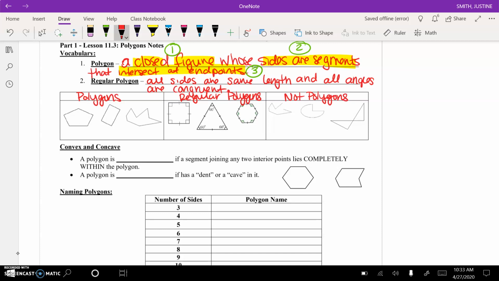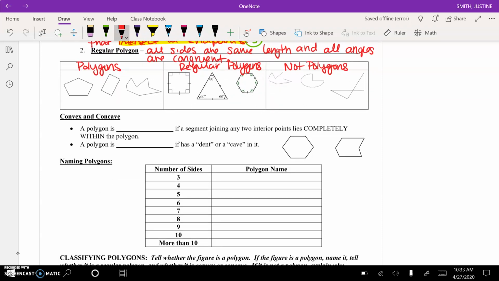When we have polygons, we also have different types of polygons. We have convex and concave polygons. A polygon is convex if a segment joining any two interior points lies completely within the polygon. If you look at this first shape, if I draw a segment anywhere inside the shape, it's always going to stay inside the shape.